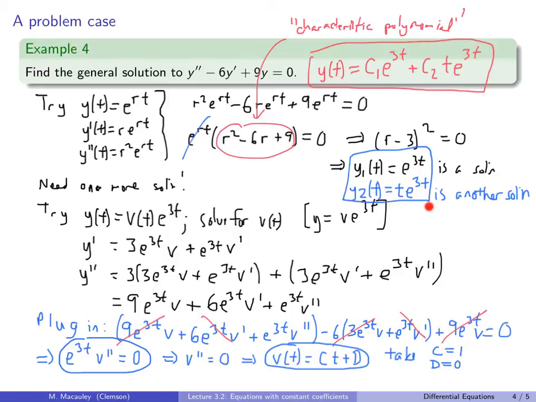And now that we have two solutions, we have our general solution. And every single solution to this equation can be written like this for some value of c1 and c2.